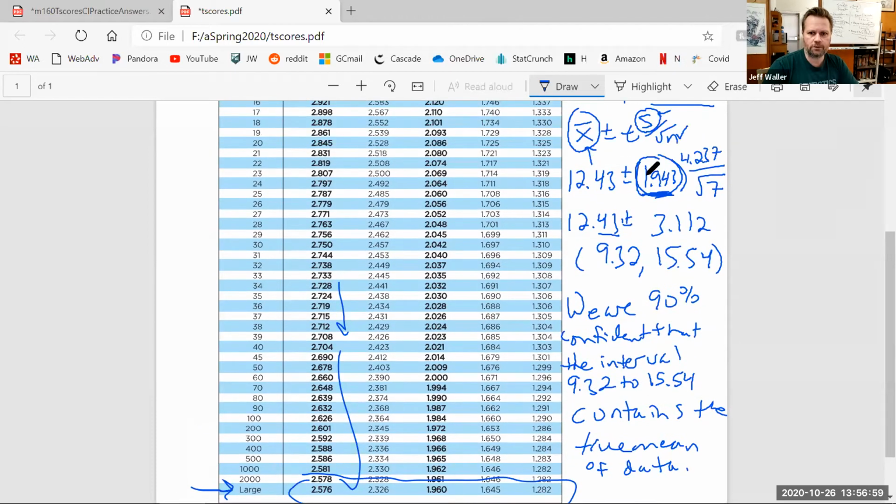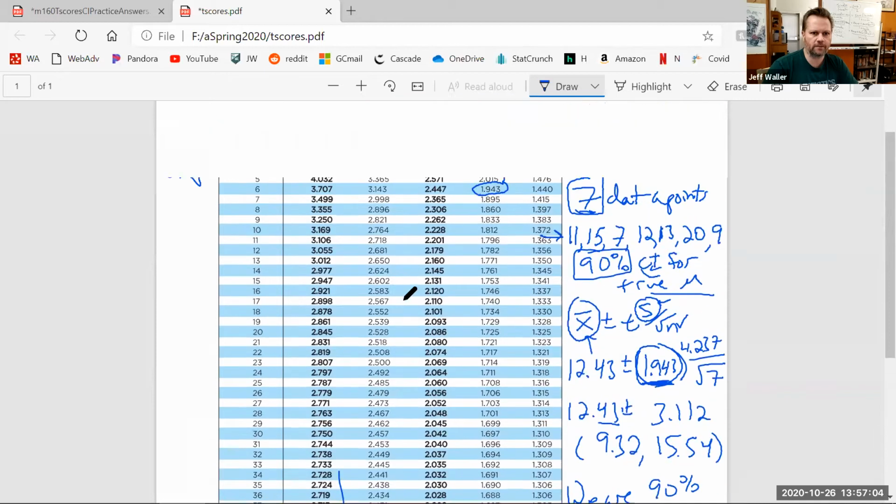So what would the z-score have been that I would have put here instead? What would the z-score have been for 90%?